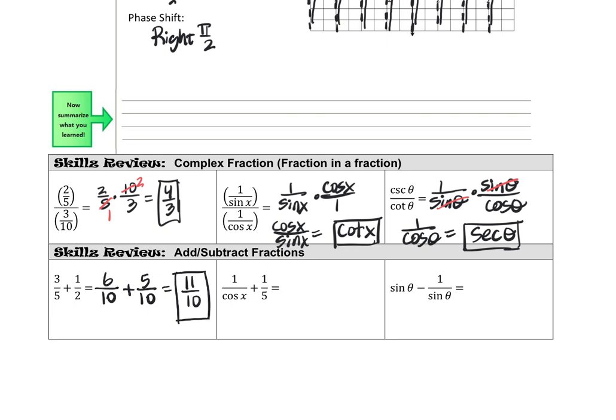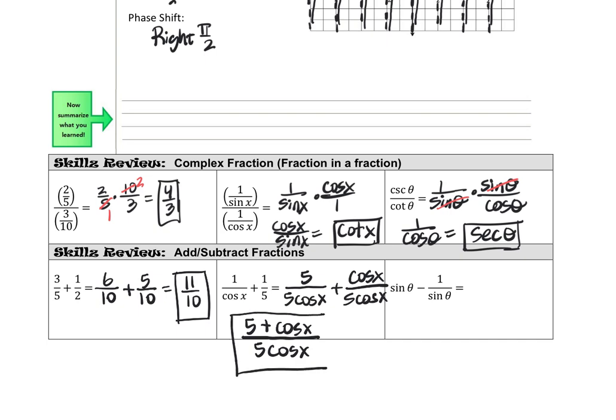On the next one, to add these, you need a common denominator, which would be 5 times cosine x. So 5 cosine x. I know it looks weird, but it's okay. That's what it is. Here on the first fraction, we multiplied by 5, so I multiplied by 5 on the top. Here I multiplied by cosine x, so times cosine x. So that means I have 5 plus cosine x over our common denominator. And that's actually our answer. We can't simplify that at all. So there you have it.